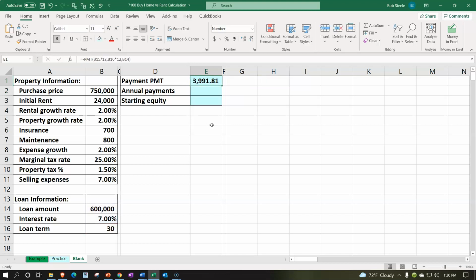and enter. So there we have the 3,991 payment. If I just take that and multiply it times 12, would be this times 12.